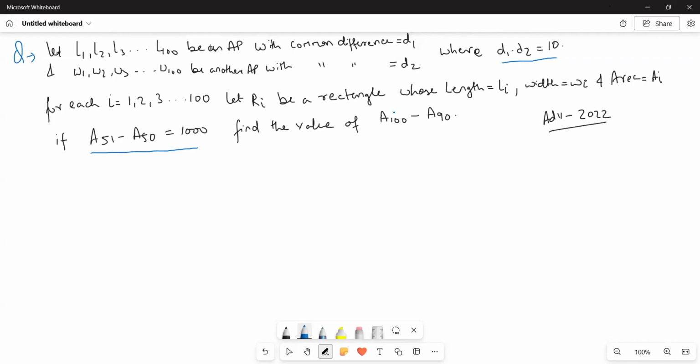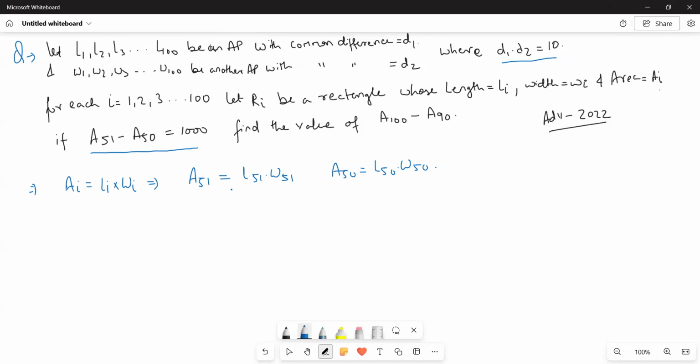So let's start from here. Ai is the area of the rectangle Ri whose length is Li and width is Wi. So what would Ai basically represent? Ai would be Li into Wi, length into breadth. So A51 would be L51 into W51, and similarly A50 would be L50 into W50. But both L and W follow an AP with common differences D1 and D2.